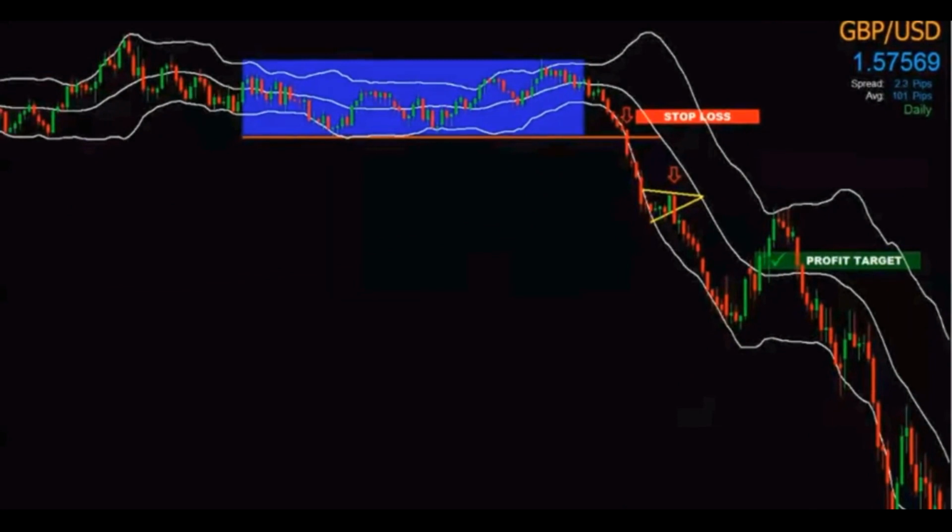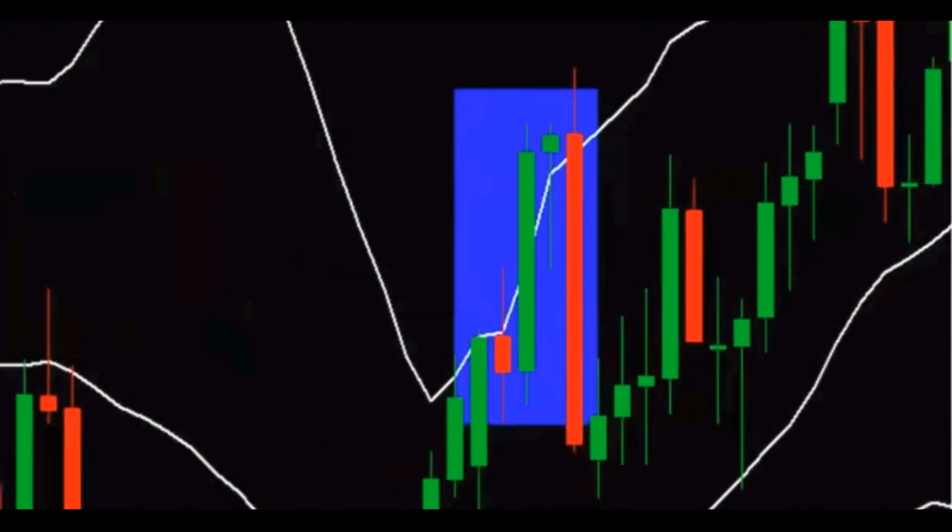Let's take a look at another strategy designed to use Bollinger Bands. One of the most difficult aspects of trading is to determine the trend. In this case, we will use a certain technique with the bands to help us determine the trend.